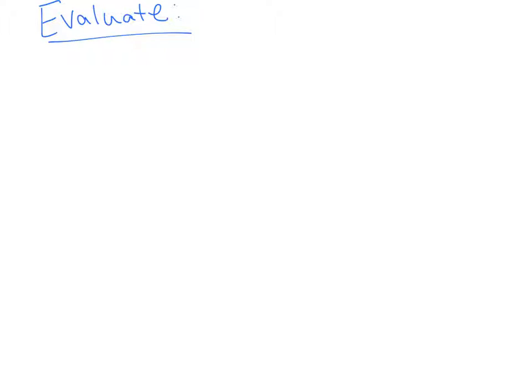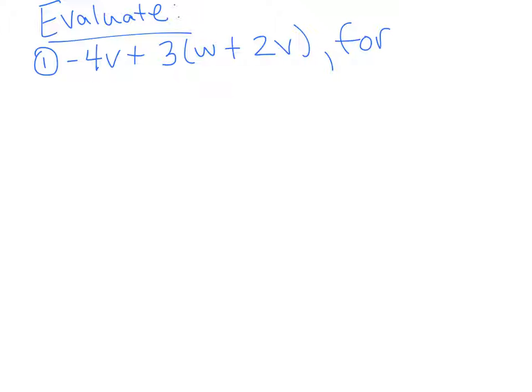In this example, we are going to evaluate negative 4v plus 3(w plus 2v), and we're going to evaluate that for v equals negative 2 and w equals 4.